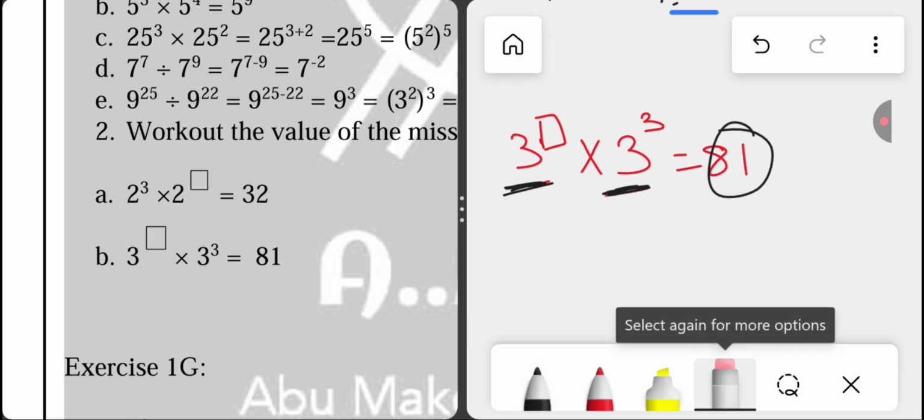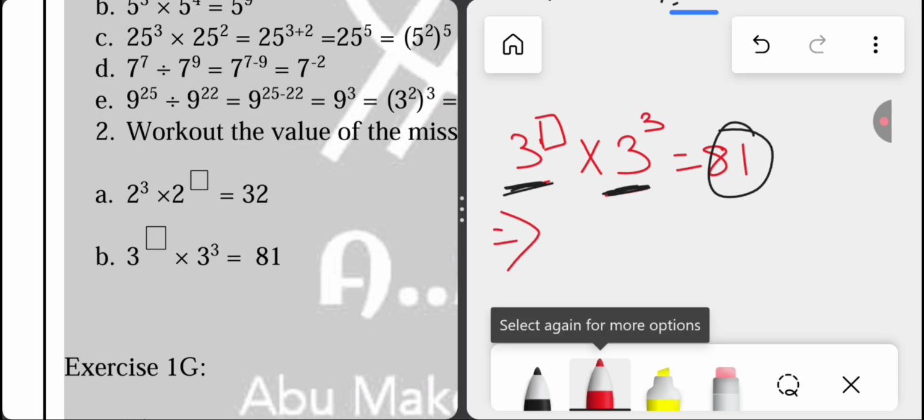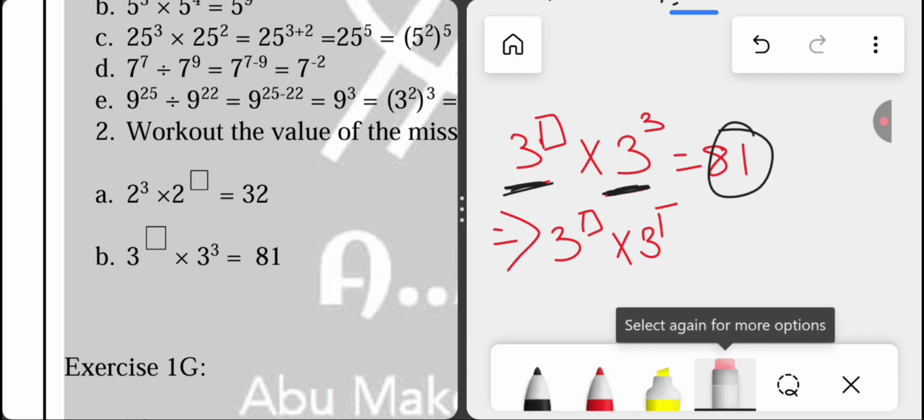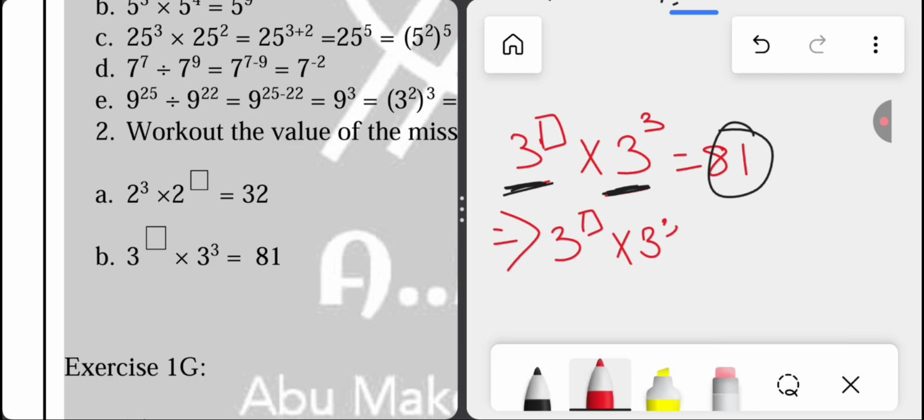So in the next step, what we can write: 3 to the power box into 3 cube is equals to 3 to the power 4.